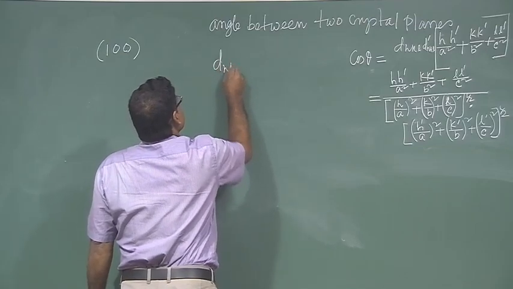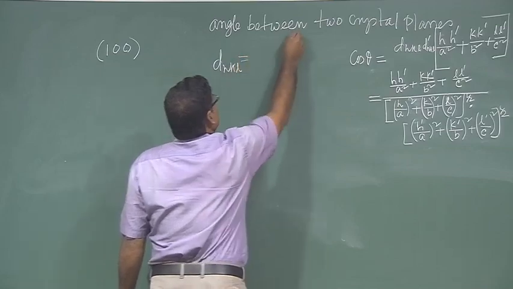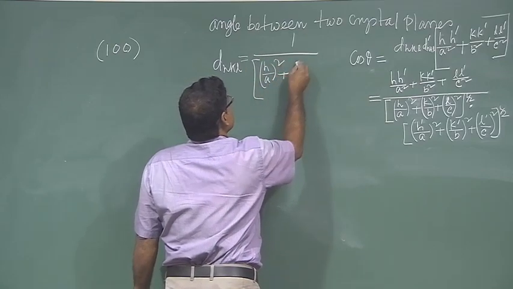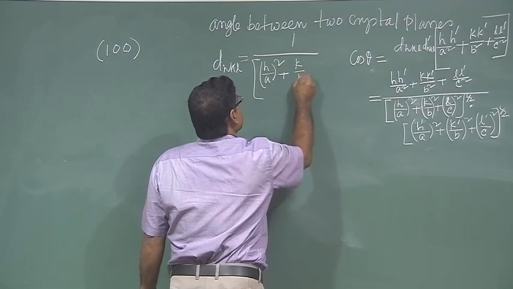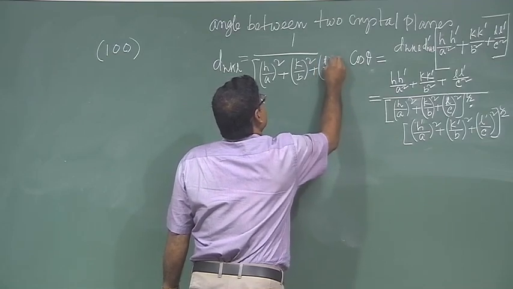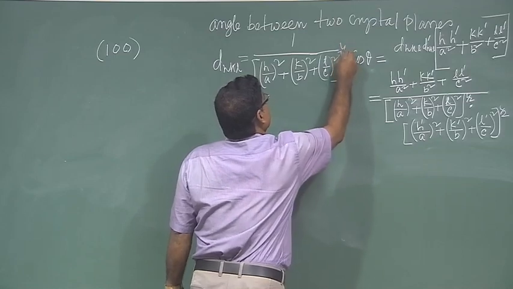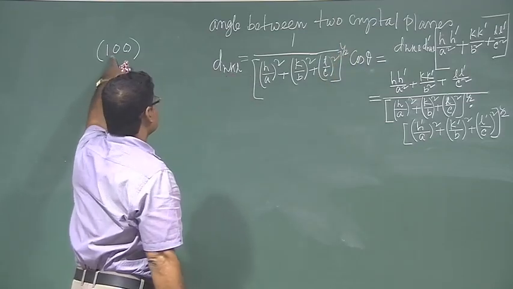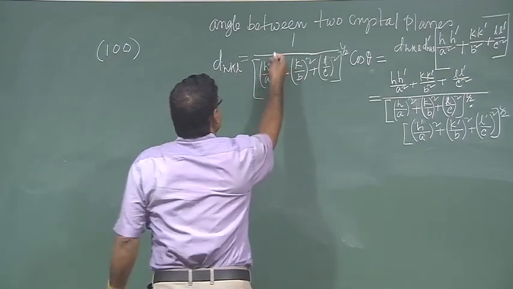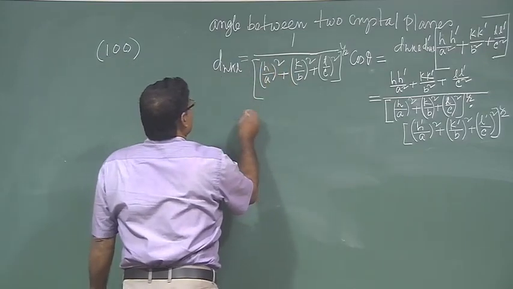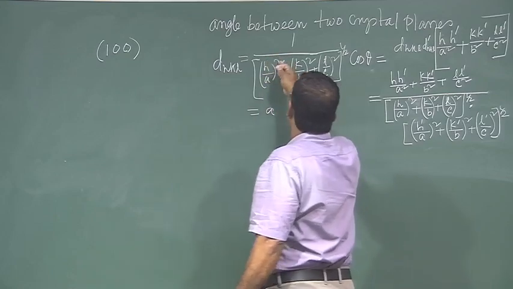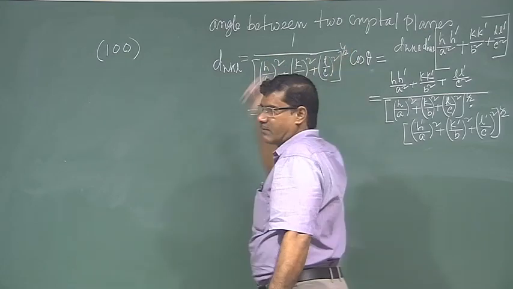So, planar spacing d_hkl is equal to 1 by h by a whole square plus k by b whole square plus l by c whole square, to the power half, right. So, just putting the value here, immediately you can say that value will be a, right. These are 0, so it is 1 by a whole square, the square root of that is 1 by a, so it goes up. So, it is a, right.